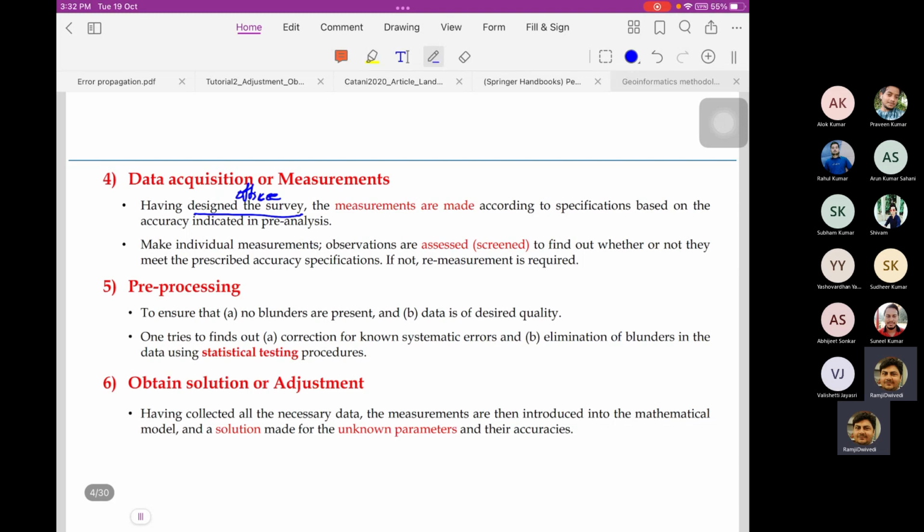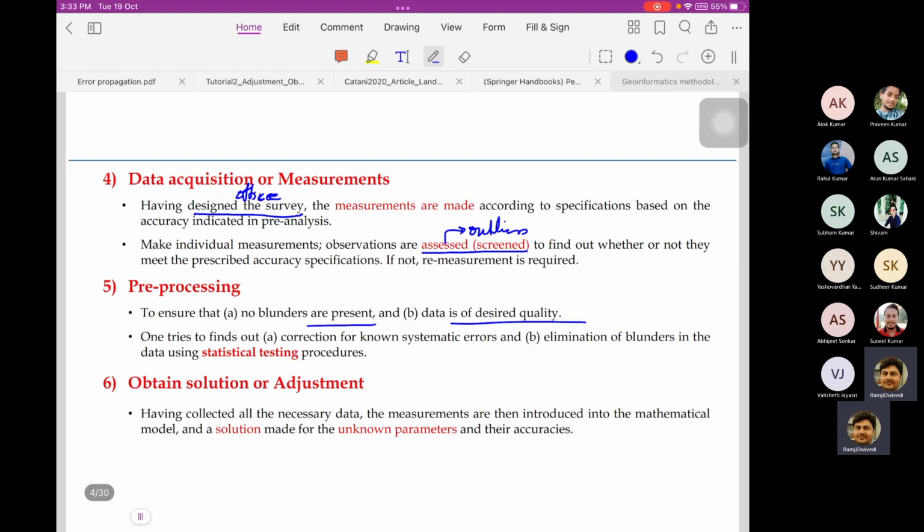Then you do the individual measurements, and observations are assessed for what? Observations are assessed for detecting outliers, whether you have any outliers or not. That means the data set would be assessed or screened to find out whether or not they meet the prescribed accuracy. That means any blunder is not there, and if something goes wrong, you again re-measure the data. So that is part of measurements. Then pre-processing, obviously no blunders at present, data is of desired quality, you ensure that.